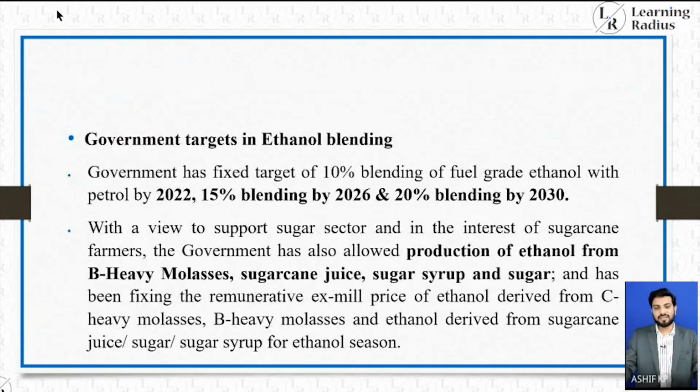Now, government targets in ethanol blending. Government has fixed target of 10% blending of fuel-grade ethanol with petrol by 2022, 15% blending by 2026, and 20% blending by 2030. With a view to support sugar sector and the interest of sugarcane farmers, the government has also allowed production of ethanol from B-heavy molasses, sugarcane juice, sugar syrup, and sugar, and has been fixing the remunerative ex-mill price of ethanol derived from C-heavy molasses, B-heavy molasses, and ethanol derived from sugarcane juice, sugar syrup, sugar for the ethanol season. So that's about the government target in ethanol blending.